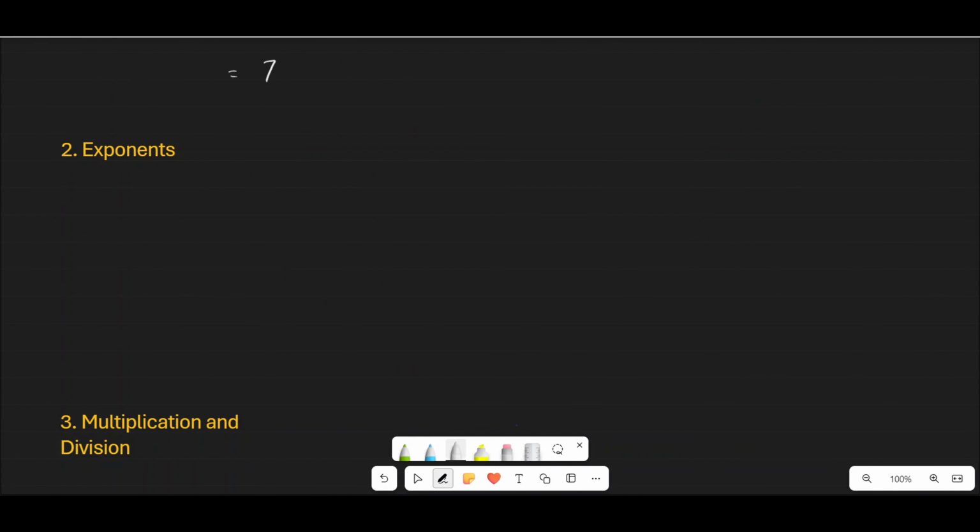Next, we have exponents. Exponents are basically repeated multiplication, which is your squares and your cubes. We'll take an example, which is 4 multiplied by 2 squared. Now, once we have solved the parentheses, the next thing is to solve the exponent in the expression, which is 2 squared here. 2 squared is 4, so 4 multiplied by 4, and the expression would equal 16.